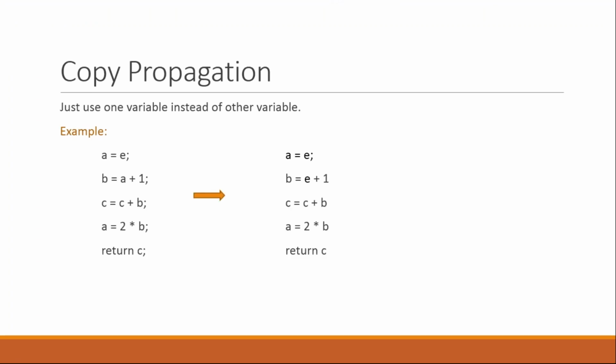Yes. So A equals E. I'll assign the E variable to A, then B equals A plus 1. C equals C plus B, and A equals 2 multiplied with B, right? So A equals E and B equals E plus 1. So I can directly replace this A with the E variable, and C equals C plus B. Why? Because I don't want to change anything in my code, right?